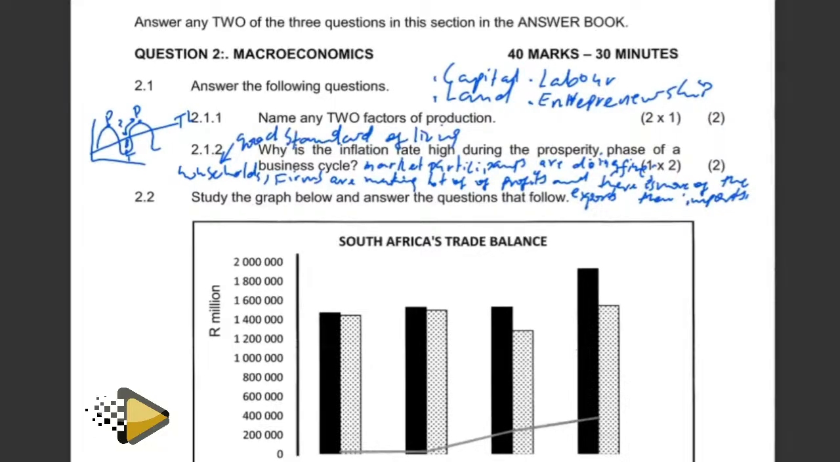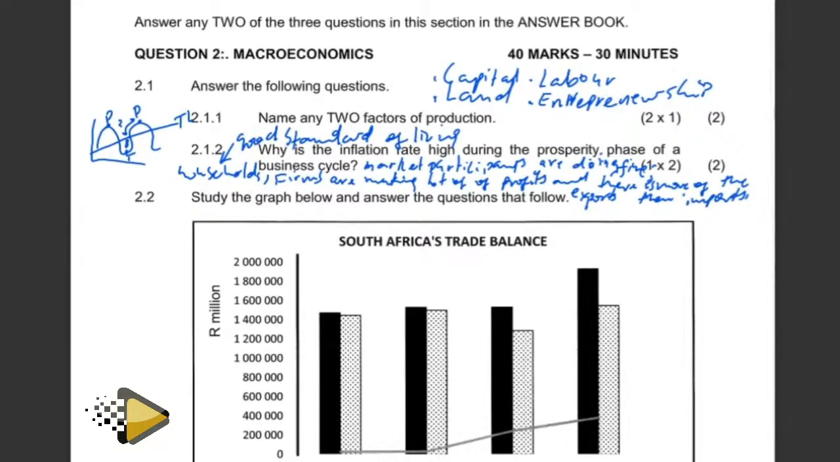And the moment it loses value, it means that it is going to be a struggle on the side of consumers to buy goods and services, because the general prices of goods and services are going to persistently increase, or continuously increase. So in that regard, it means it's going to be a challenge for households as well as customers to buy goods and services.